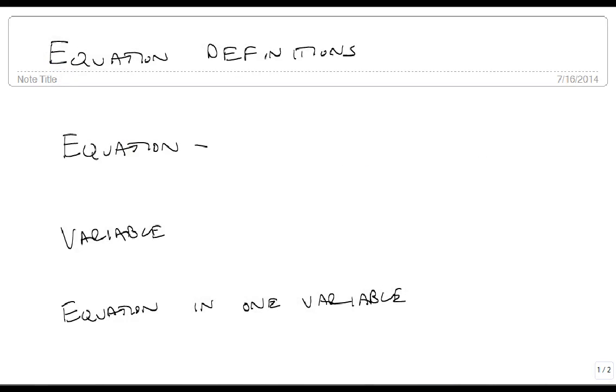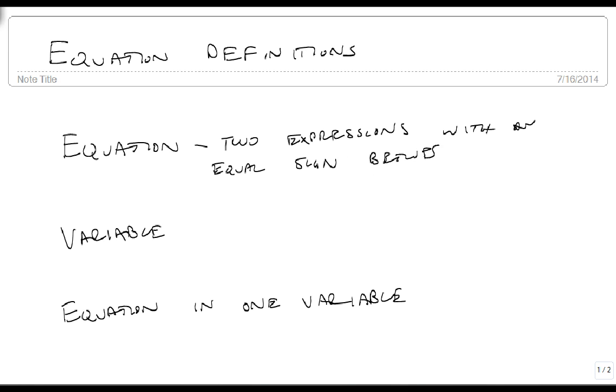We are now going to provide definitions for things related to equations. And so we're going to start with equation itself. An equation is when we have two expressions with an equal sign between them. And what this means is that one side is equal to the other. So they both have the same numeric value, whatever that value is.